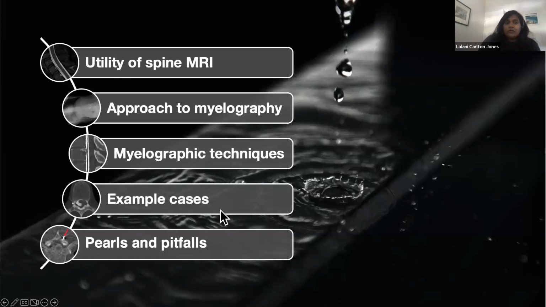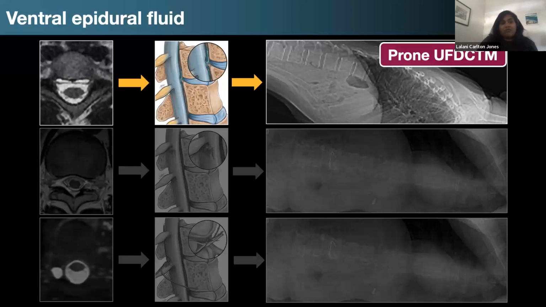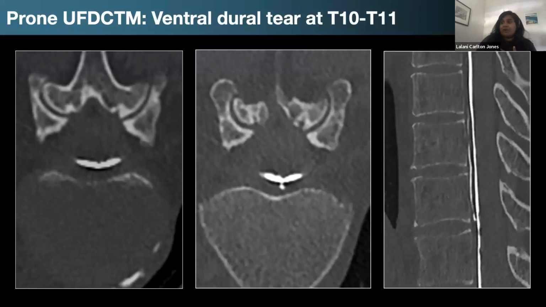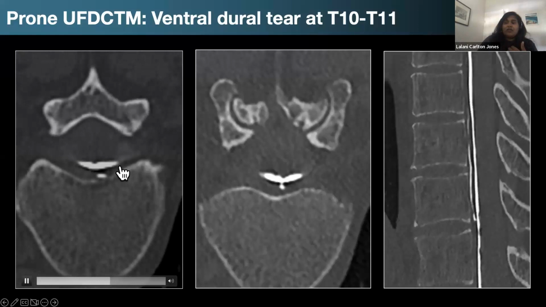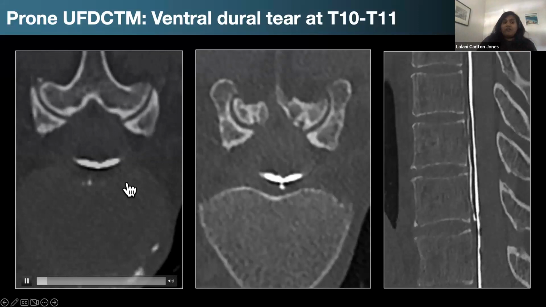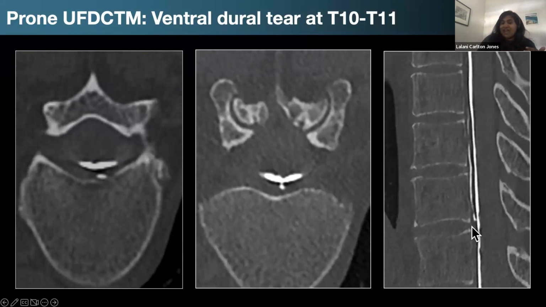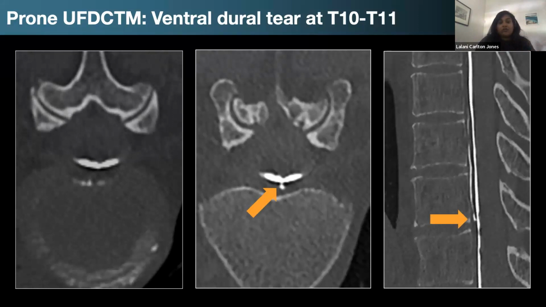Okay, so I want to now show you some example cases of how we've made this distinction and the different methods we've chosen. Remember I told you when there's ventral fluid, I'm going to mainly do a prone ultrafast dynamic CT myelography. So here is an example. You can see contrast layering along the front of the theca, and you can see the exact point at which it egresses from the dura. This was the leak at T10, T11, and it produces this characteristic forked appearance at the point at which it exits when you look at it on the sagittal reformats.